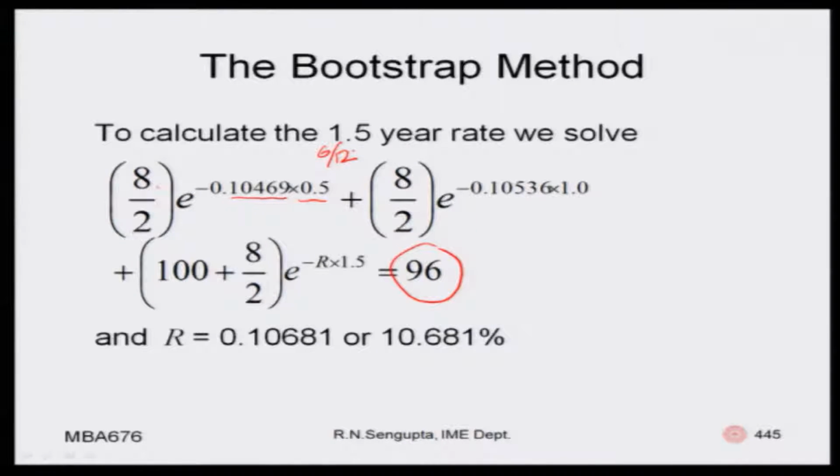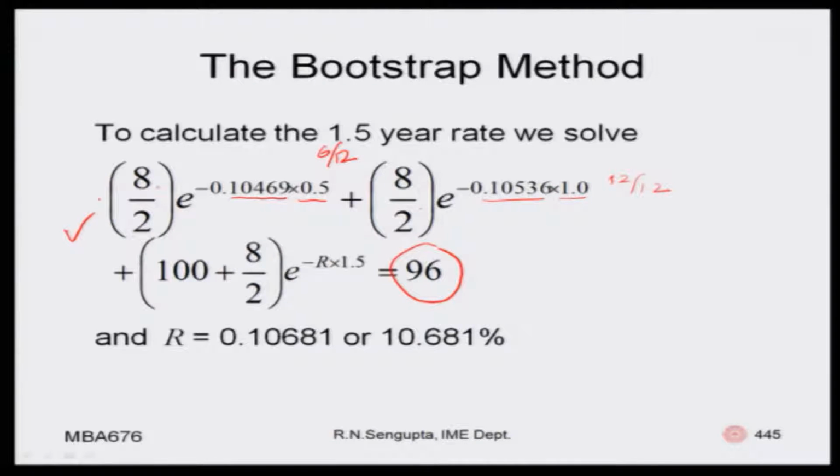For the second case which is being paid after 1 year, again the coupon value is 8/2 and the time frame is now 12/12 which is 1. But if you check the interest rate, that is 10.536 which is the continuous compounded per annum interest rate for 1 year. So, this is minus because you are trying to find out the present value, minus of 0.10536.